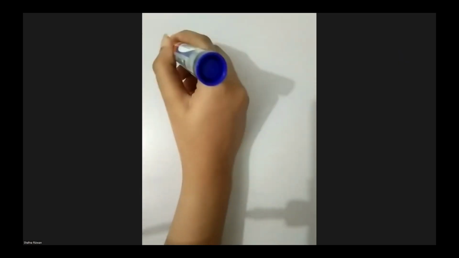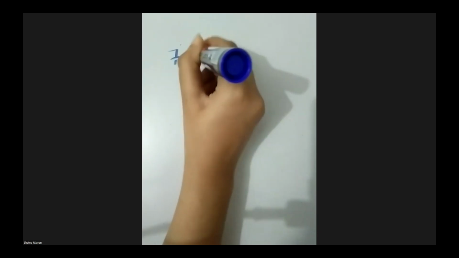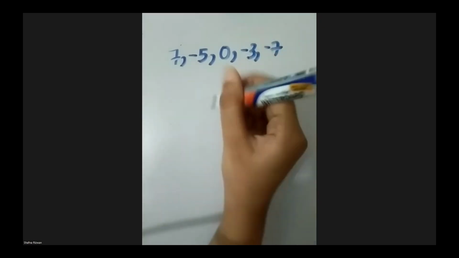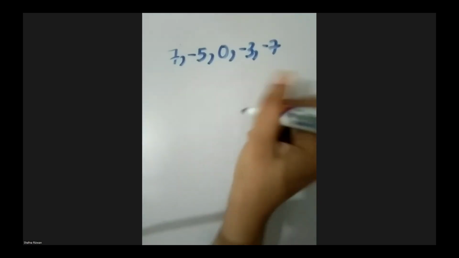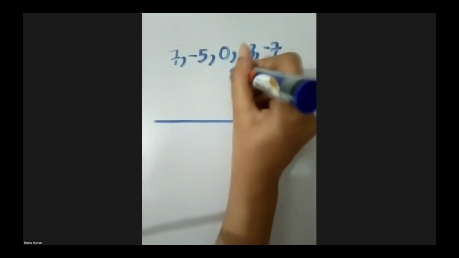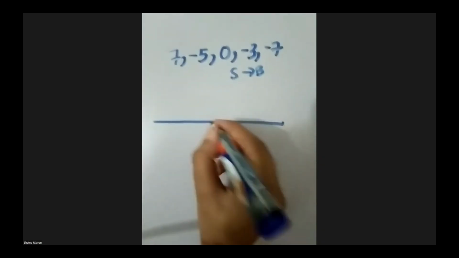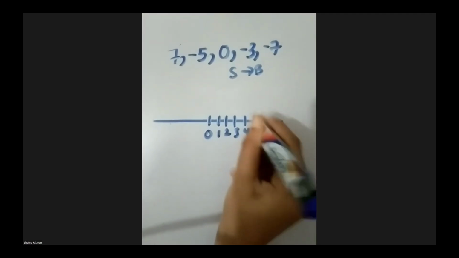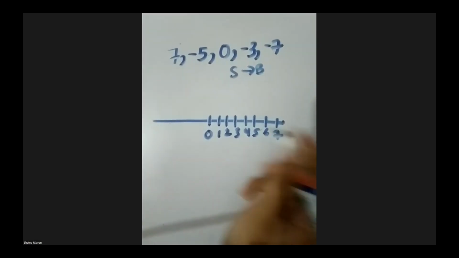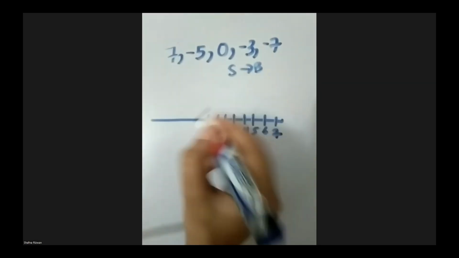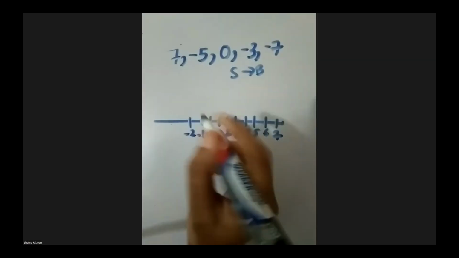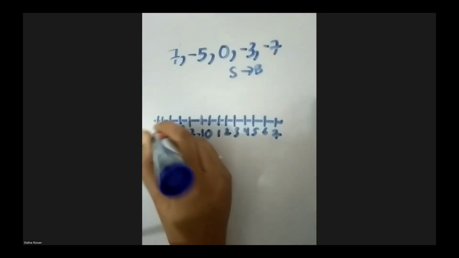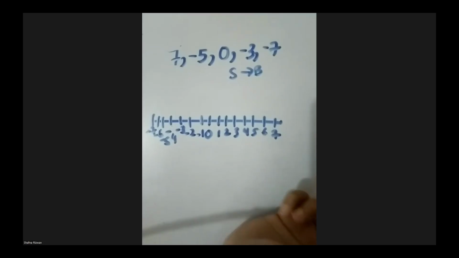Now remember they have given you 7, minus 5, 0, minus 3 and minus 7. How can you all write this in ascending order? Always remember, ascending order means small to big, no. Now let's draw a number line. In that number line, let's write this from 0, 1, 2, 3, 4, 5, 6 and 7. Now here how much until minus 7? Minus 1, minus 2, minus 3, minus 4, minus 5, minus 6 and minus 7. Like that we are taking.